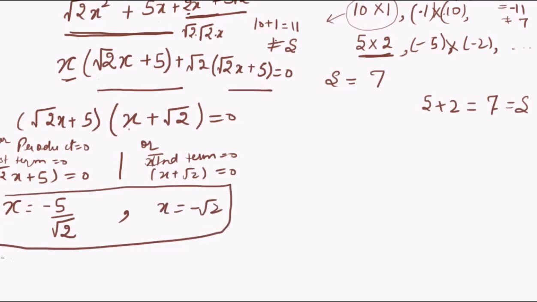Thus, by factorization method, the solution is -√2 or -5/√2. That is, these are zeros or roots of the given quadratic equation.